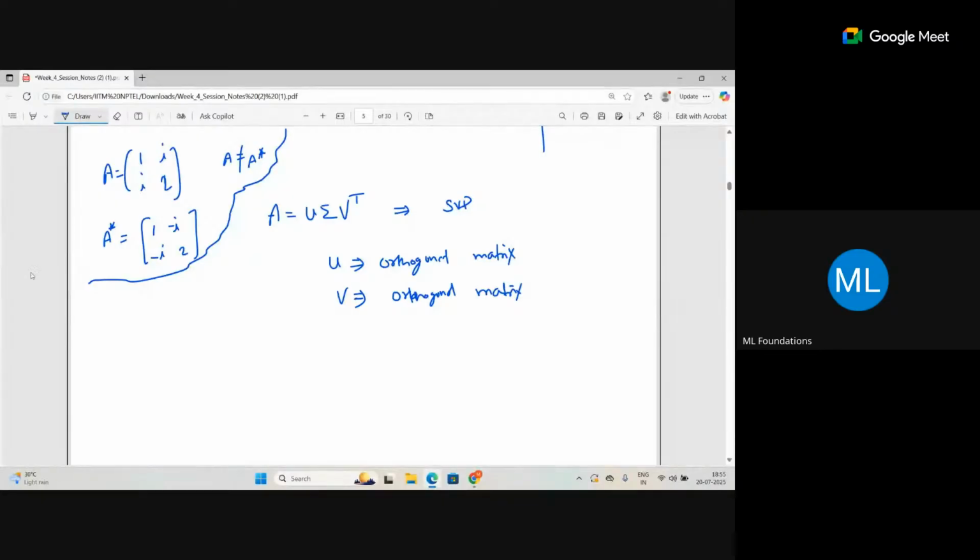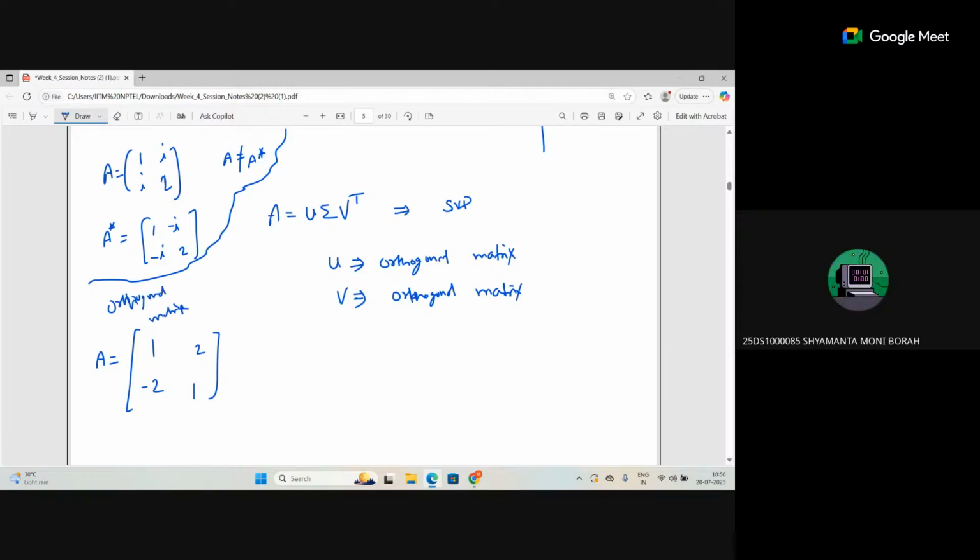So let me take some examples. Let's say A is 1, minus 2, and here it is 2, 1. So this is an orthogonal matrix, right? Yes, sir. But in this case the columns are not orthonormal to each other, right? So this is an orthogonal matrix.